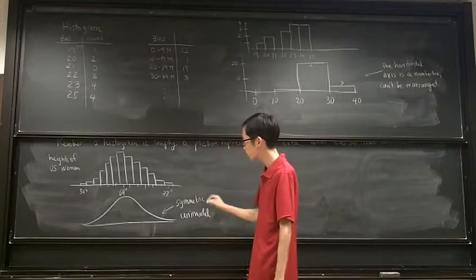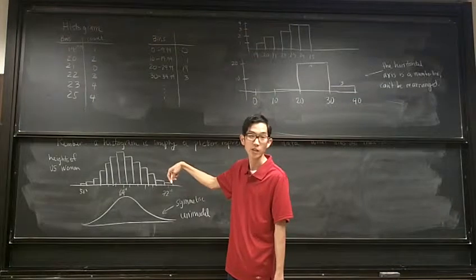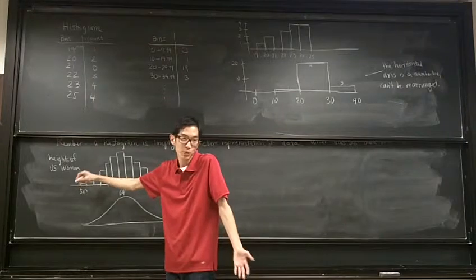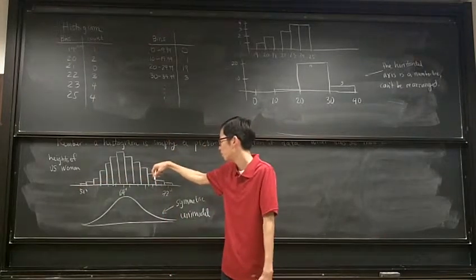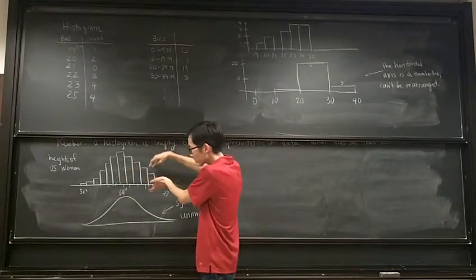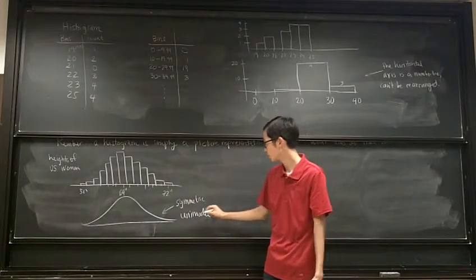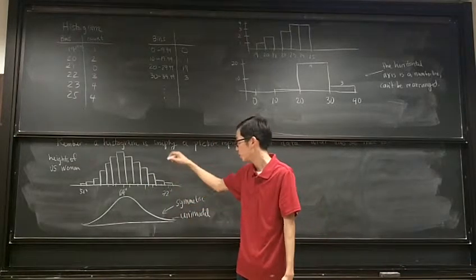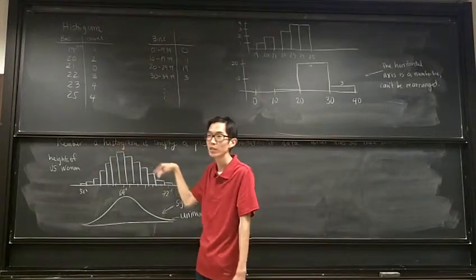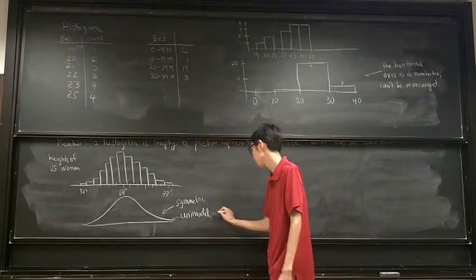Symmetric refers to the fact that if I go 8 inches above the center, I don't have very many, and if I go 8 inches below the center, I have just about as few people. If I go 3 inches above the center and 3 inches below the center, I have just about as many who are 3 inches above as I do 3 inches below. So that's the idea of symmetric. Unimodal says we have one height that's the most common. This is the most common, and it's centered around there. So basically one peak. Unimodal means one peak.